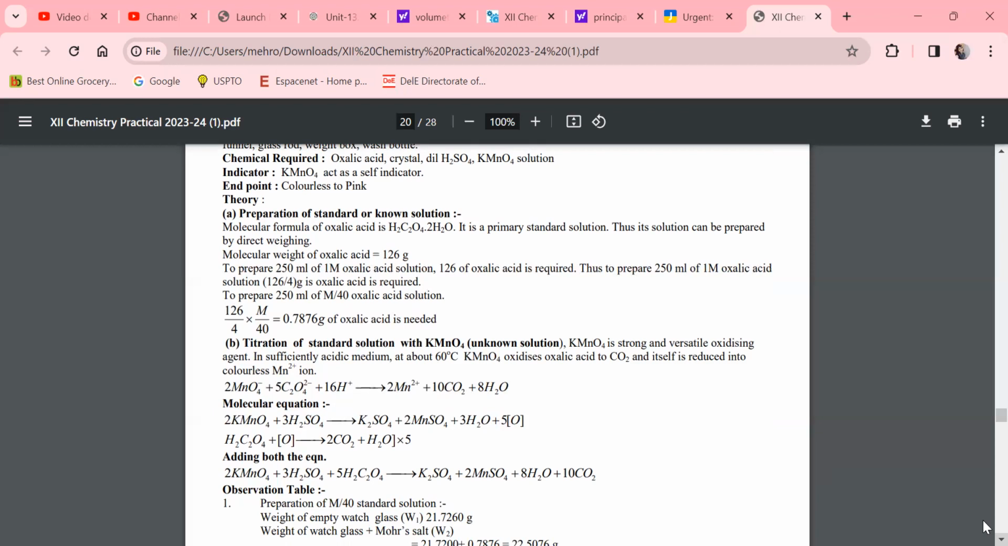And how can you prepare the standard solution, and which is the standard solution? A standard solution is a known solution of any strength. The solution whose strength is known is known as a standard solution.